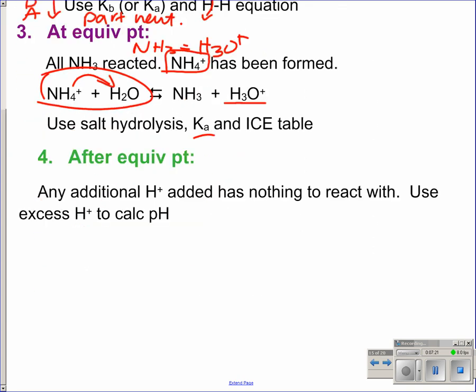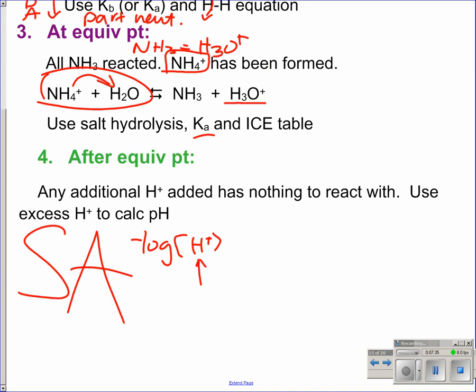Last little bit is after the equivalence point has been met, and you keep adding strong acid, the strong acid is the only thing present that's going to actually be controlling your pH. So you just take the negative log of your H plus concentration. Oh, and remember, this is per your total volume at that point to get the pH of that solution.